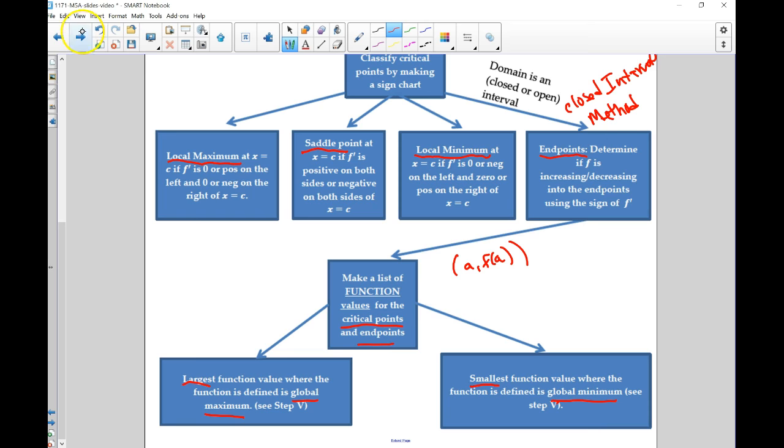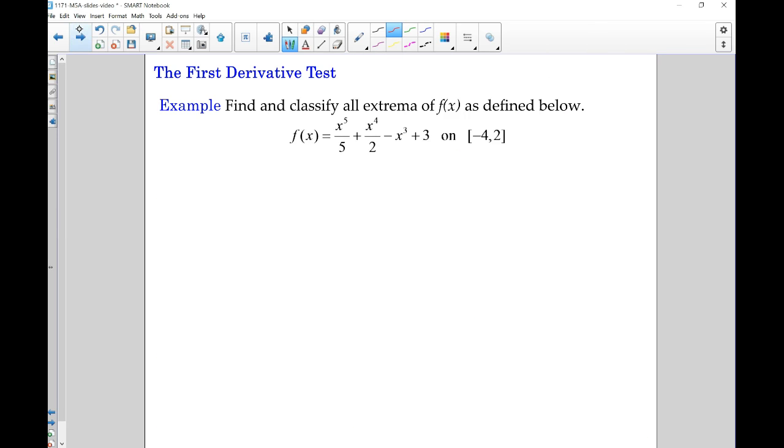Okay, but we want to use this method to define and classify all extrema of f of x as defined here. So the first step was to find f prime. Taking the derivative, f prime is equal to x to the fourth plus 2x cubed minus 3x squared. I'm going to rewrite this as x squared times (x squared plus 2x minus 3), just factoring out an x squared.